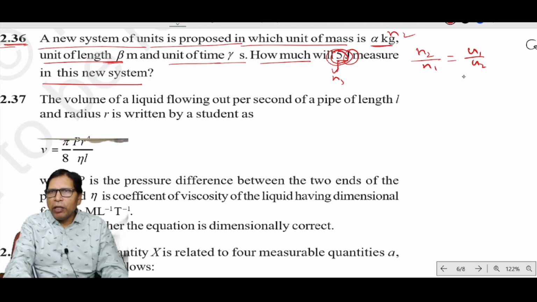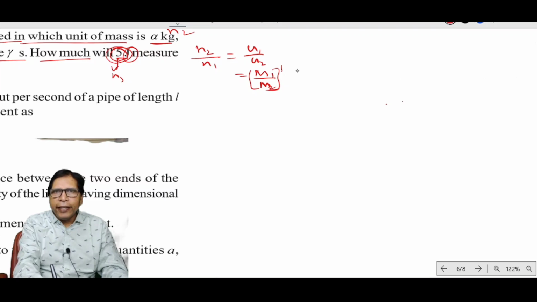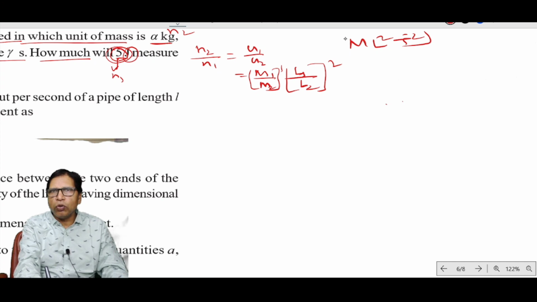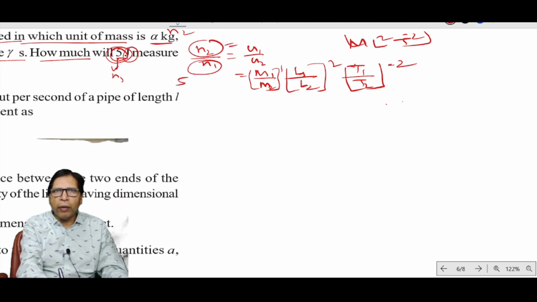So N2 by N1 equals U1 by U2. Joule is the unit of energy, so look at the dimension of energy. This is M1 by M2 to the power 1, L1 by L2 to the power 2, because the dimension of energy is M L square T minus 2, and T1 by T2 to the power minus 2. Now the value of N1 is 5. Now we have to calculate the value of N.